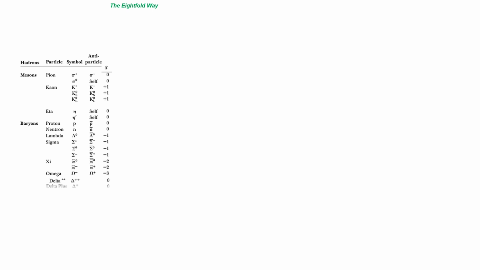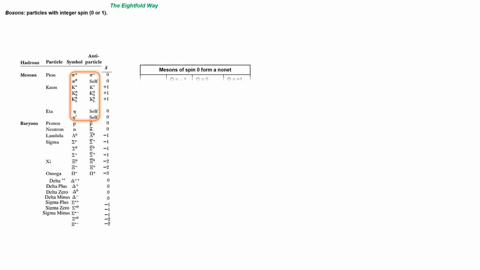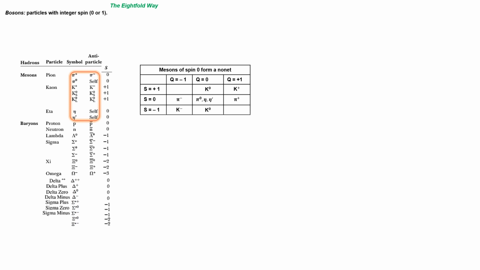Consider the family of mesons listed in the table below with spins of 0. Particles with spin quantum number 0 or 1 are called bosons. If we count both particles and antiparticles, there are 9 such mesons. Mesons of spin 0 form a nonet.